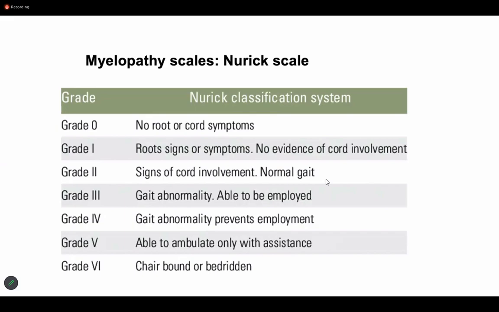Here is the Nurick scale to evaluate the patient. This scale is famous in Europe. We can see the grade from grade 0 to grade 6. Grade 0 is no root involvement, that means the patient is normal clinically. And grade 6 is the severe patients. From grade 3, the doctor can decide to operate.